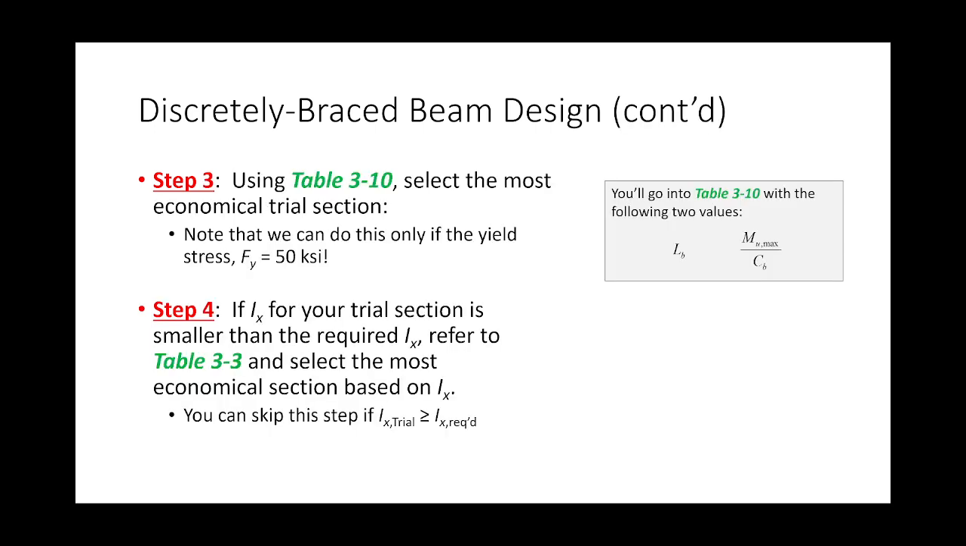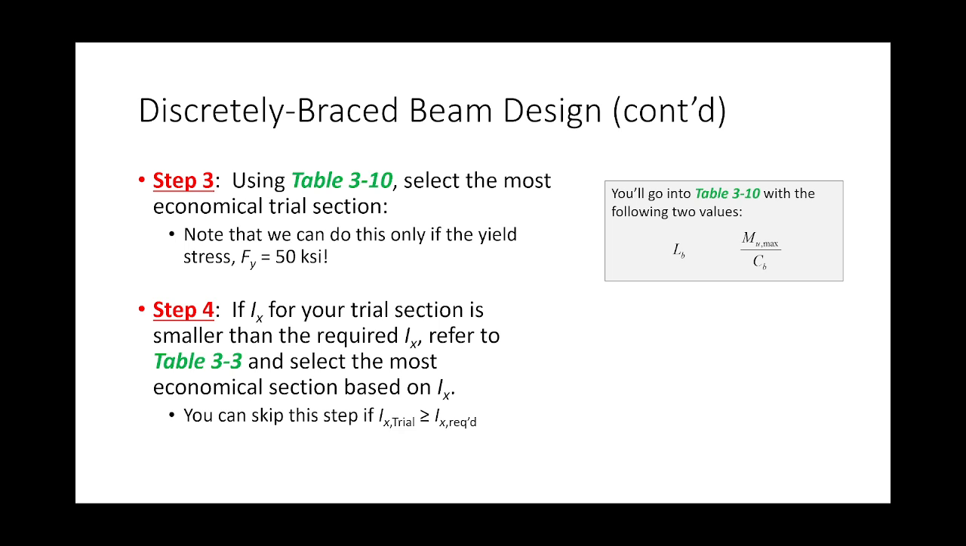What you're going to do is go into table 310. That's the chart where you find the point and look up to the right, and you're going to find the most economical trial section. Now, this only works for that guide if the yield stress is 50 KSI, but for 99% of beams that we design, that's not going to be a problem. You go into that table with LB and then your MU over CB, okay? And you find a trial shape.